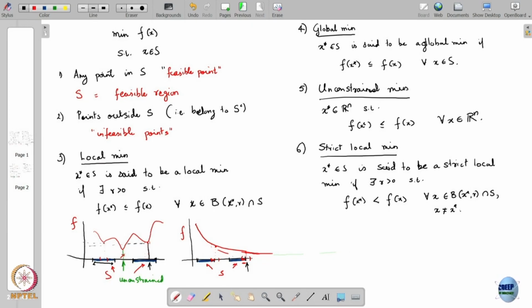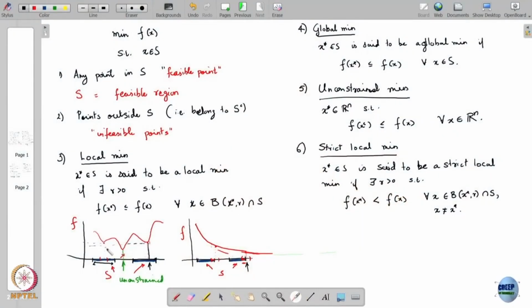So, if you compare with every point x that lies both in the ball and in S, except for the case where x is equal to x star itself, then you will find that f of x star has a value strictly less than f of x. In that case, you say that x star is a strict local minimum.